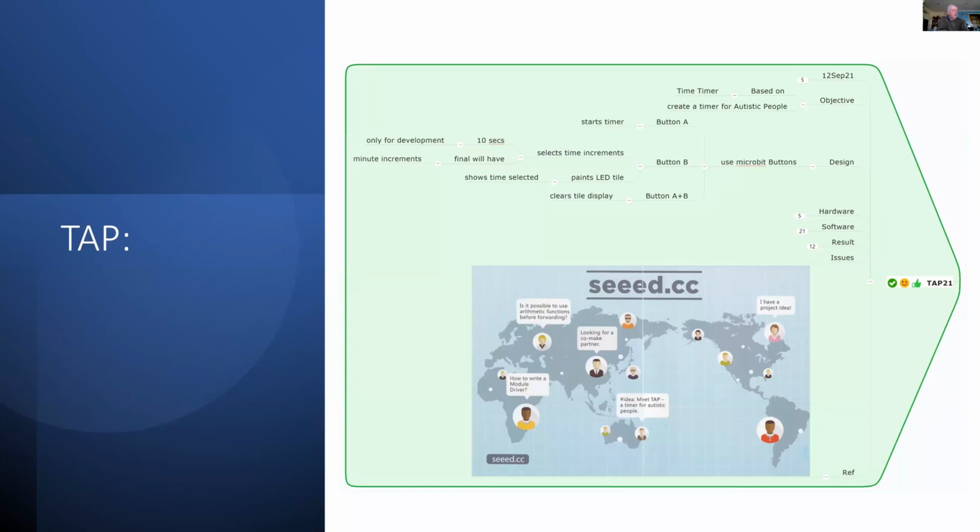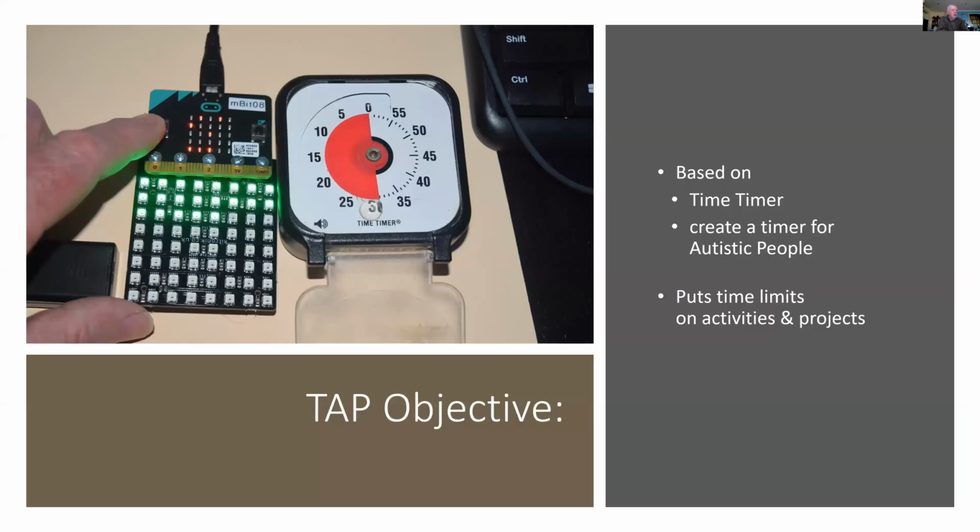The final project is a timer for autistic people. And it's based on the Time Timer, which is a commercial product. And it allows you to set a time. So if you look at the photo on the right, there's the time timer, and you just dial up the time that you want, and the alarm goes off and it shows you how much time you've got remaining.